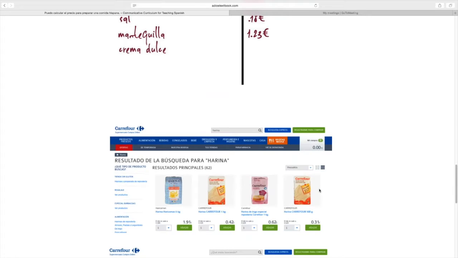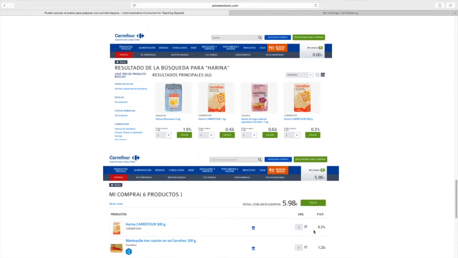I think for our students, they would not have to translate anything first. You're teaching them to figure it out in context. So as I type in the word for flour, these pop up, and I think students would be able to say, oh, I think this is flour. And as soon as they're ready, if they say, oh, this is the cheapest option over here, I'm going to add it to cart.